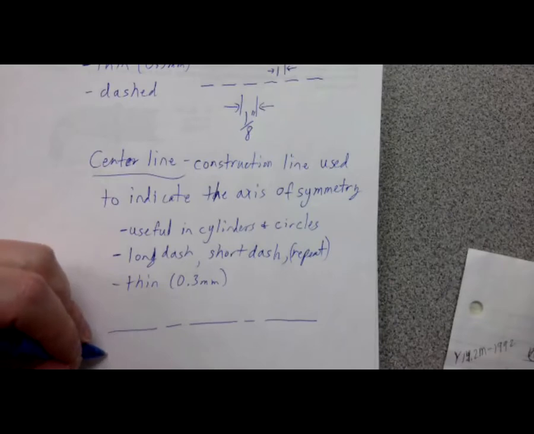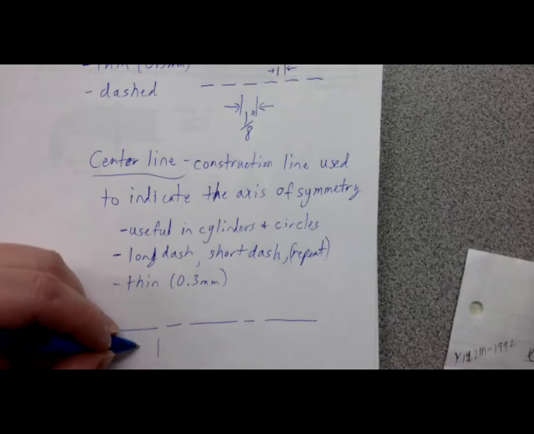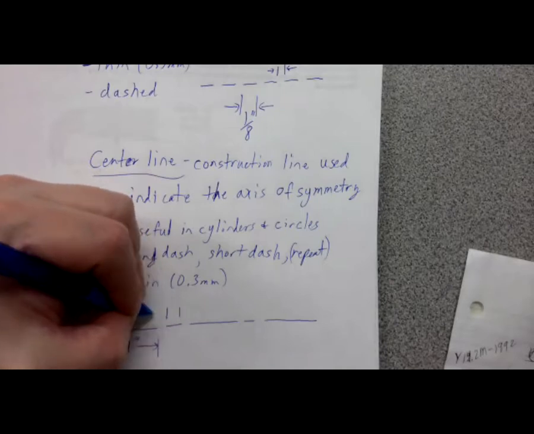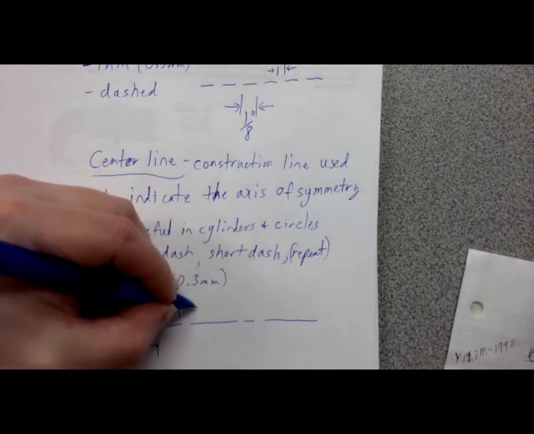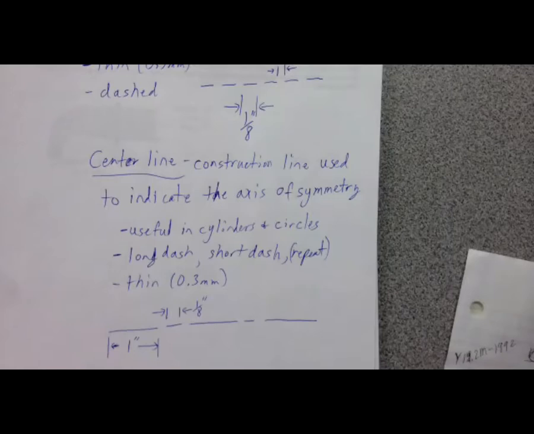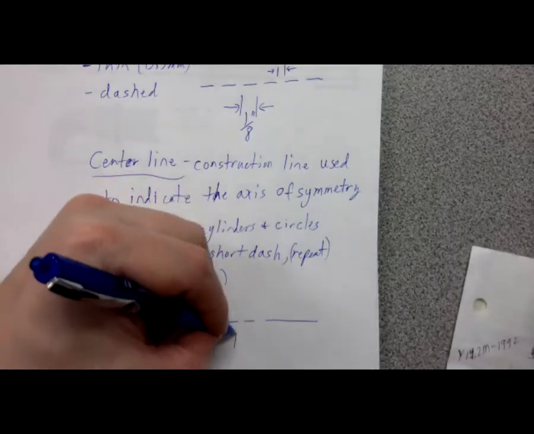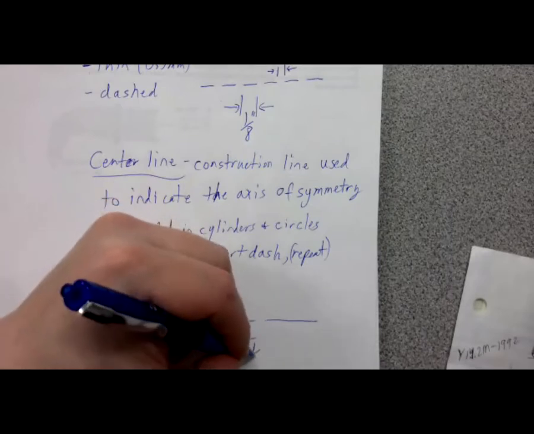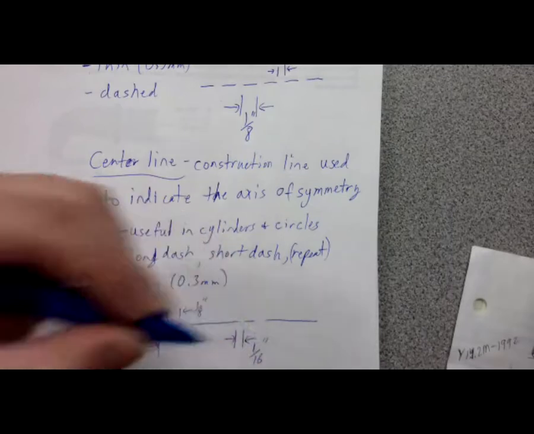And again, to give you the specifications here, I'm not going to measure yours. Just make sure the longer dash is longer than the short dash. The long dash is supposed to be about 1 inch long. The short dash is supposed to be 1/8 of an inch long. So make sure your long dash is considerably longer than the short dash. And again, the gap between the two dashes is about half of the short dash, 1/16 of an inch.